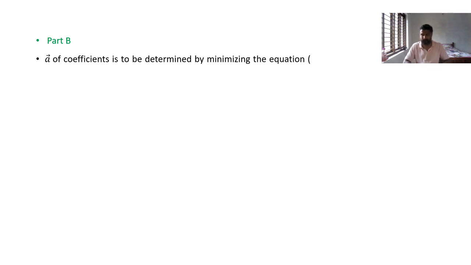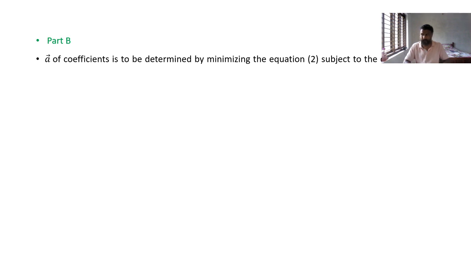Okay, so part A is over. In part A, we were able to calculate the variance of theta cap, which is nothing but A transpose C into A. Now we will look at part B. Let the vector A of coefficients be determined by minimizing the equation in part 2, that is equation 2, subject to the constraint of equation 1.